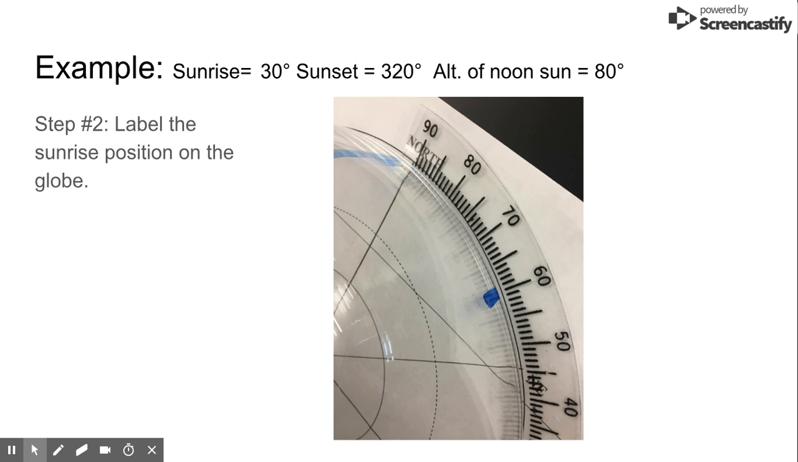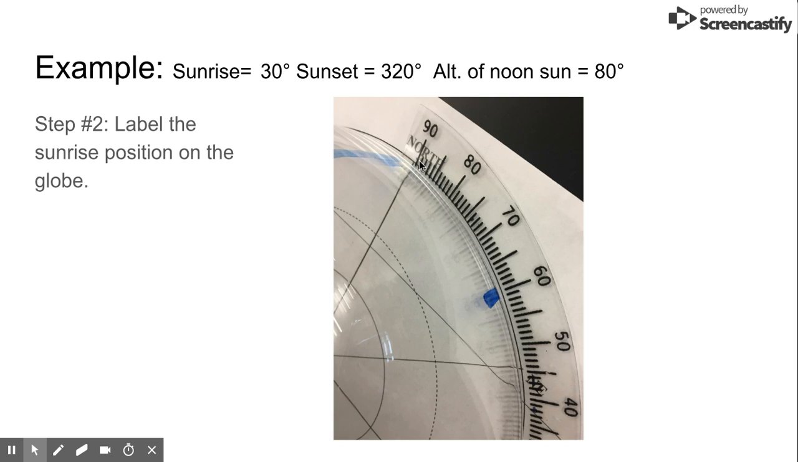Step number 2, we're going to label the sunrise position on the globe. So I have a sunrise of 30 degrees on the horizon. If this piece of paper right here represents my horizon, I want to put a dot on 30 degrees on basically the bottom of this globe where the horizon is.